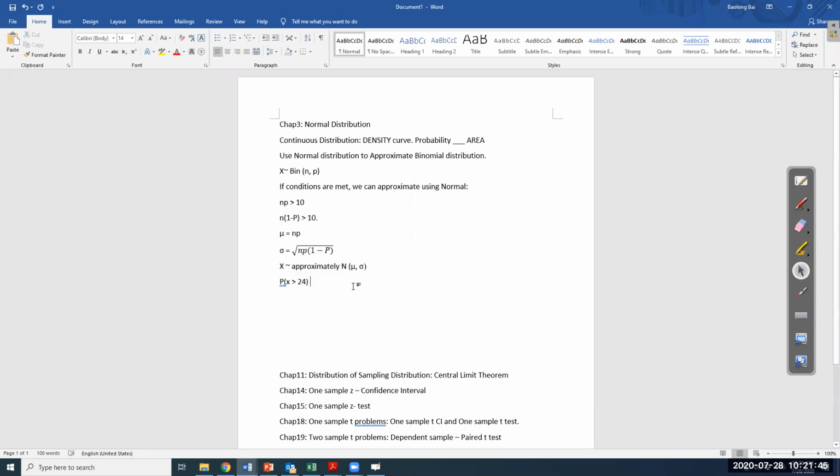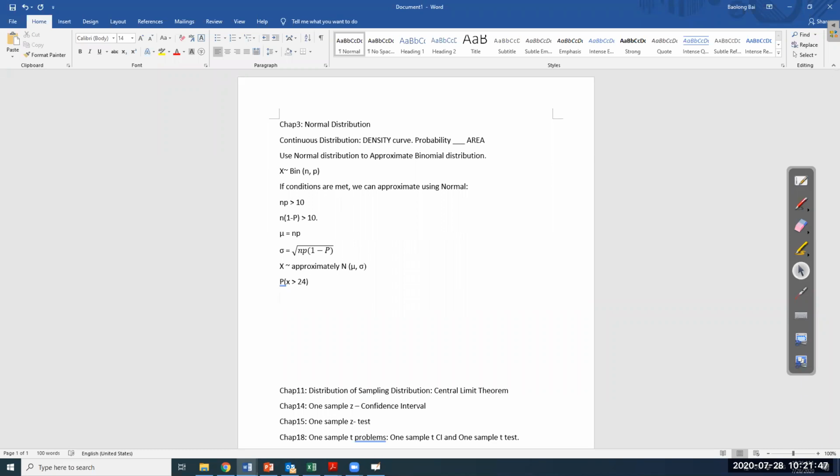Okay. But here, when you use normal distribution to approximate binomial, we need to pay attention to a special term called the continuity correction factor. The continuity correction factor is very simple. Binomial is discrete. So you have 24 here, the next value will be 25. You cannot take 24.1, 24.2. It's a count variable, right? It's discrete. So we need to compensate for that discrete feature when we use normal distribution.